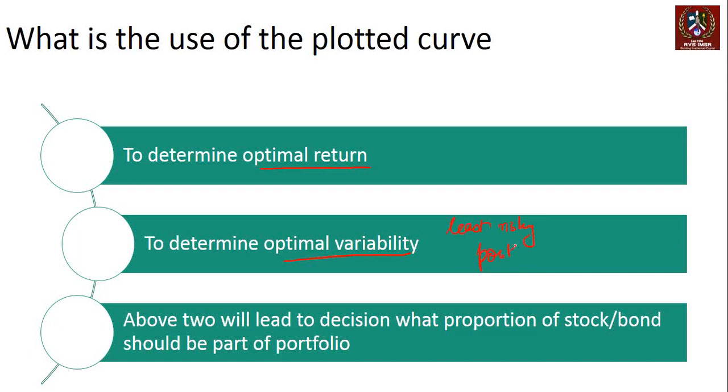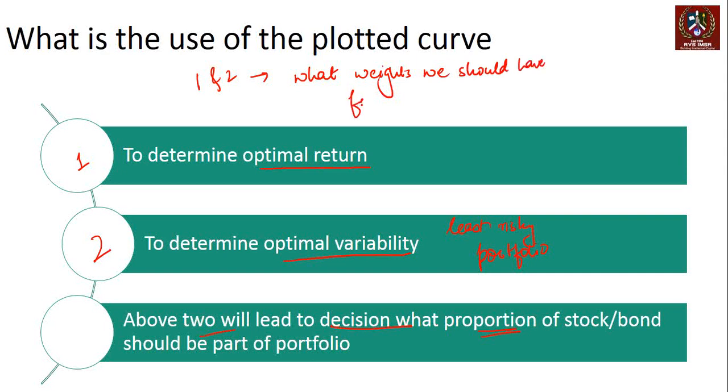We can find out what proportions. Points 1 and 2 will lead to a decision on what proportion of stocks should be a part of the portfolio. I mean, what is the weightage that you're going to decide? That's going to get decided based on point 1 and point 2. So 1 and 2 combined tell you what weights we should have for the stocks, and that is the primary objective of understanding what an optimal portfolio is. We will learn that the optimal portfolio is also called the efficient frontier, and what the uses of that efficient frontier are in subsequent sections.